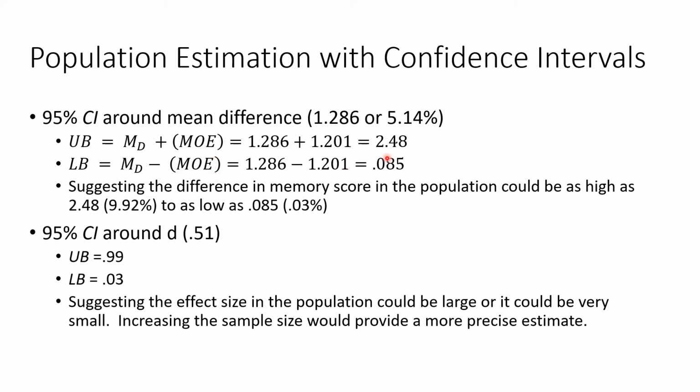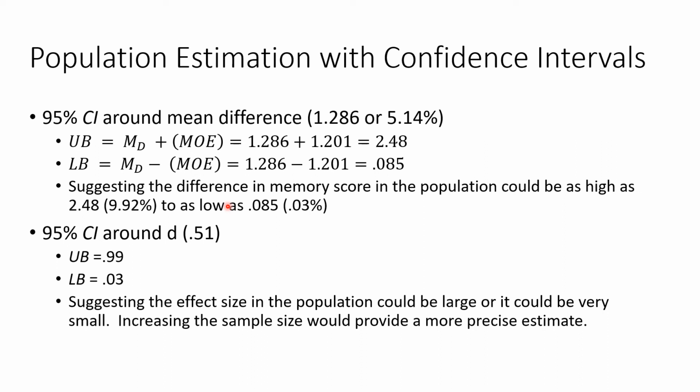So in this case, we have an upper bound and a lower bound here, and this suggests the difference in memory score in the population could be as high as basically 2.5, which is almost 10% higher for the people who get verbal labels, or it could be as low as essentially 0. Very modest effect. Look, we have an upper bound that says this is a very large effect, and we have a lower bound that's saying this is a very small effect, or it could be.